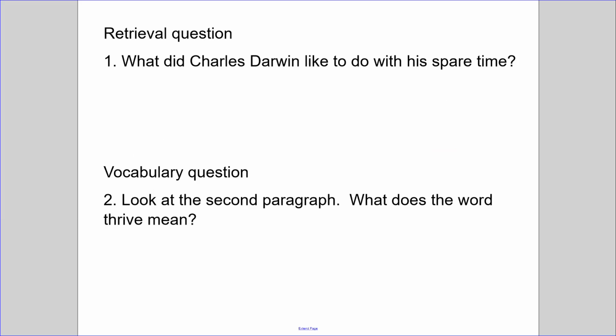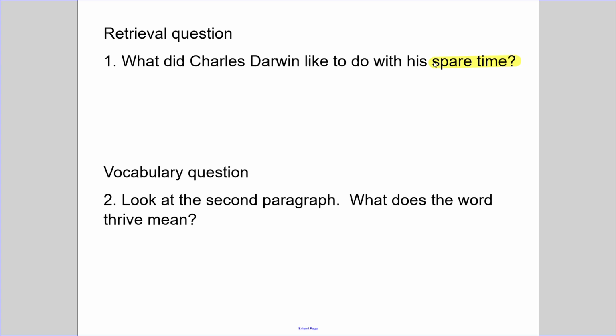So let's have a look at a couple of example questions before you go on to do your own. So, a retrieval question. What did Charles Darwin like to do with his spare time? So first of all, I'm going to highlight the key words that are going to help me find the answer. Now, I'm not going to highlight Charles Darwin because the whole thing is about Charles Darwin. So if I'm looking for him, that's not going to help me out at all. But it's about his spare time. What he likes to do when he's not working, what his hobbies are, that kind of thing.